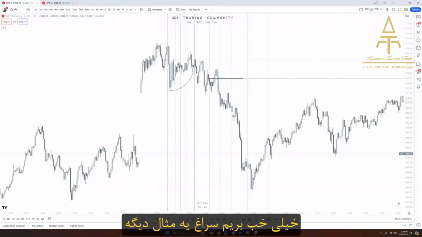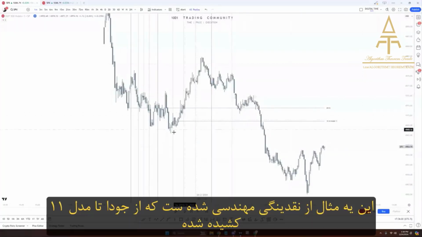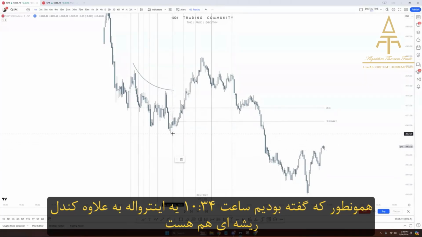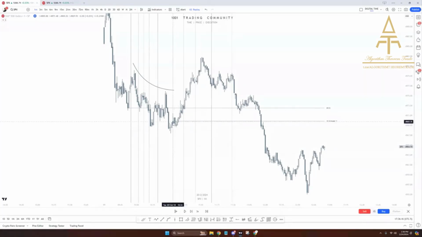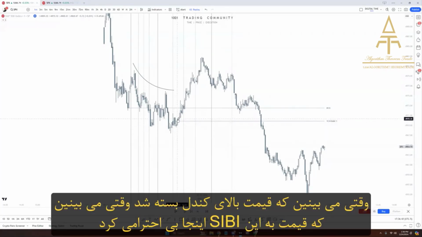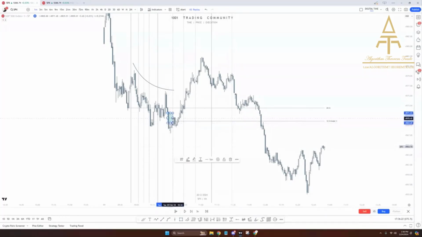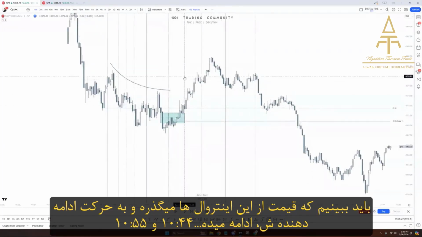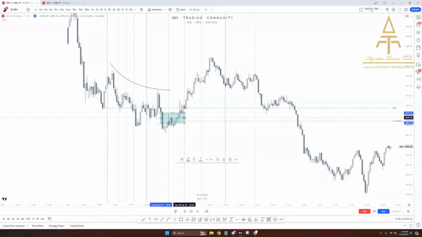Okay, let's go through another example. Here's an example of engineered liquidity being dragged from Judas all the way until Model 11. As we stated, 1034 is the interval. It is also the root candle. Once you see it close above, once you see it disrespect this, you're going to want to see continuation past these intervals, 1044, 1055, manage your trade accordingly.